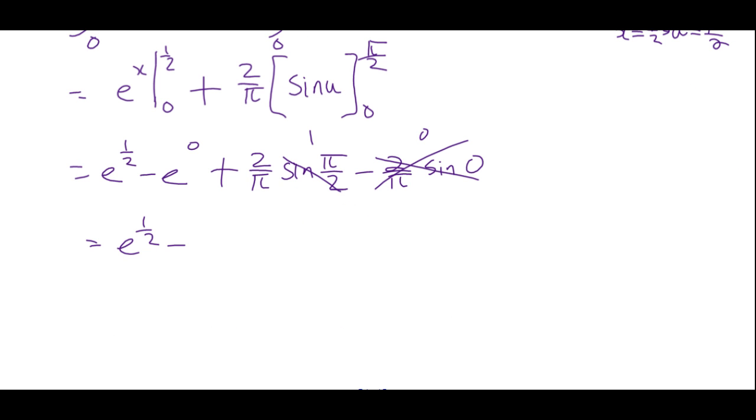And so we get e to the 1/2. What's e to the 0? 1 plus 2 over pi. Okay. Done.